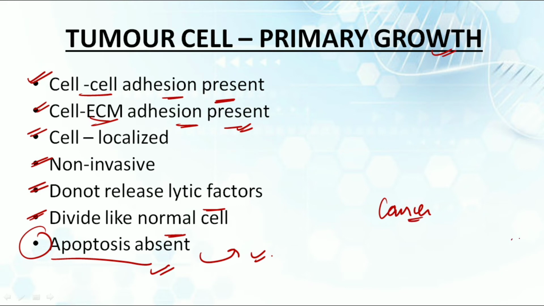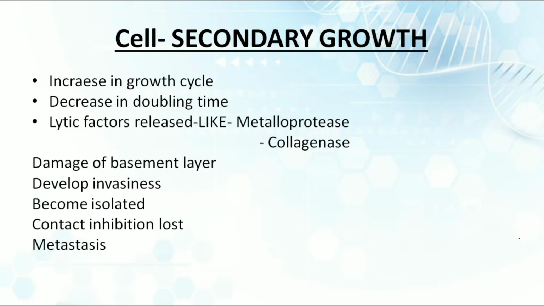Next one is about the secondary growth or the secondary cells. Now there is an increase in the growth cycle and a decrease in the doubling time, that is, the cell starts to divide at a much faster rate.